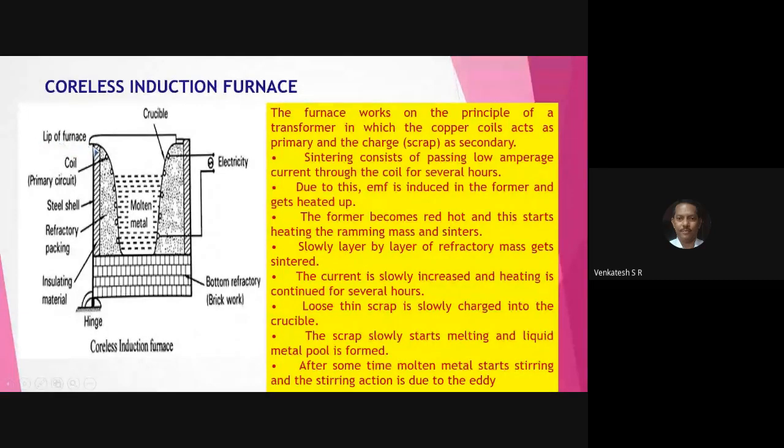From the lip of the furnace to the ladle, and after filling the ladle, they carry the ladle to the molding section. There they pour the liquid metal into the mold cavity.